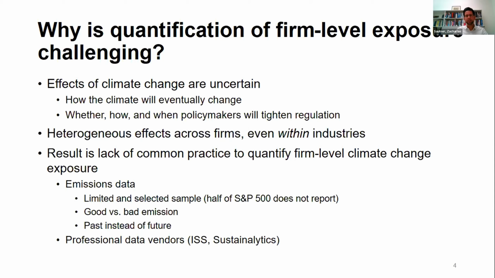There's also data by professional data vendors. ISS and Sustainalytics construct measures of carbon risk. Now, they go beyond emissions data. They're reviewing documents by firms, they're interviewing firms, and so on. Now, the problem with these data vendors is, first, they have a selected sample. The sample is constructed based on demand of institutional investors, what firms they hold, what firms they care about in terms of getting information on the carbon risk exposure. It's also just available for a limited amount of time.